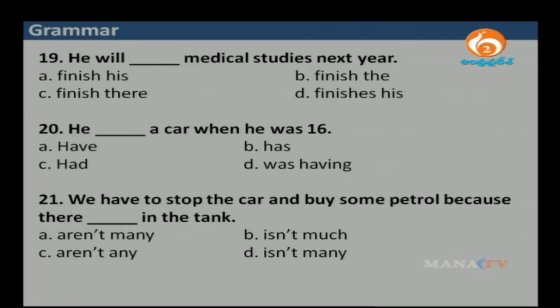Number 21, we have to stop the car and buy some petrol because there dash in the tank. Aren't many, isn't much, aren't any, isn't many. Petrol is a non-count noun, you cannot count it, you need to add a count noun. For example, give me a tank of petrol. So, petrol is non-count, so it will be "isn't much". So, 21B is the correct answer.